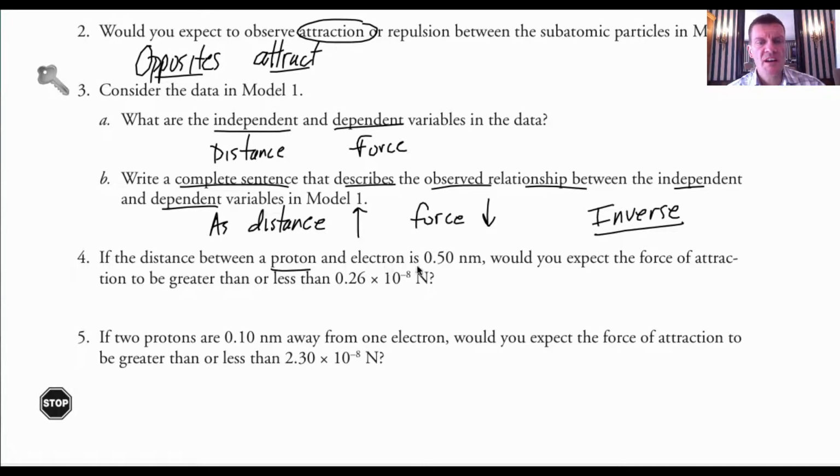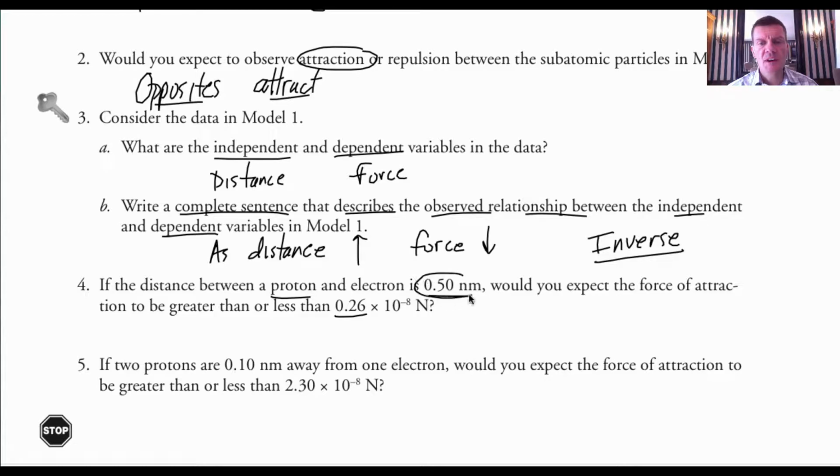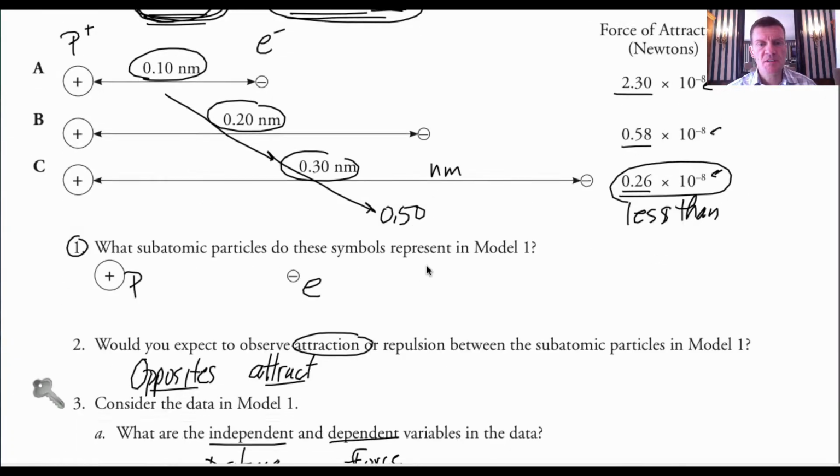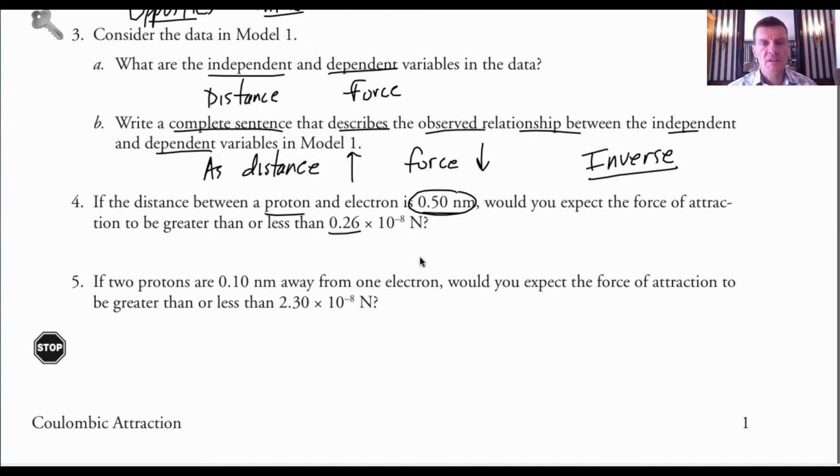If the distance between a proton and electron is 0.5, would you expect the force of attraction to be greater than or less than 0.26 times 10 to the negative 8? Well, let's find 0.5 up here, and it's not up there. It's greater than any of the distances that we have. So we would expect the force to be less than the 0.26 that is given there for 0.3 nanometers. NM, by the way, is nanometers, a very tiny measurement. So we'll expect that to be less than.